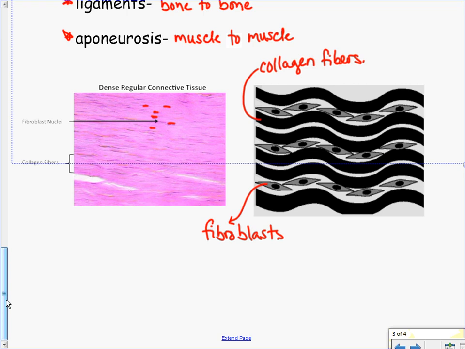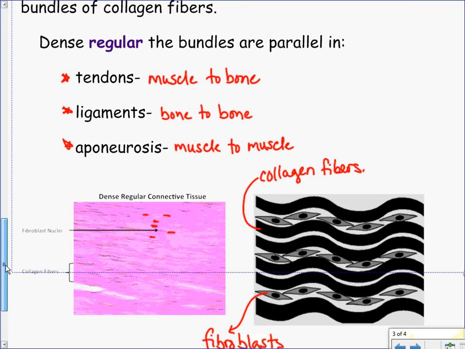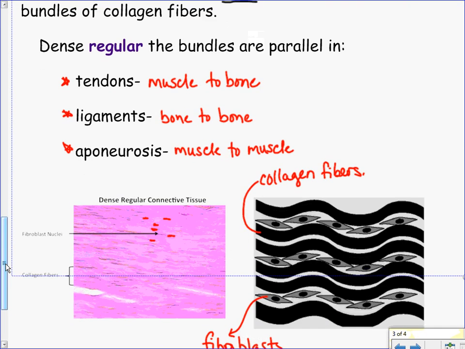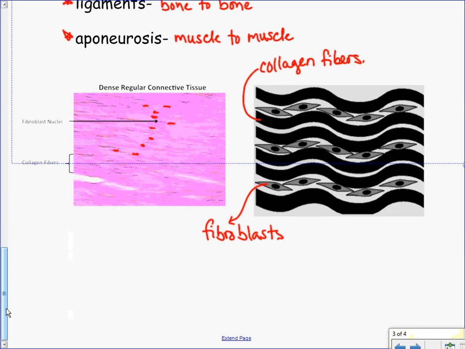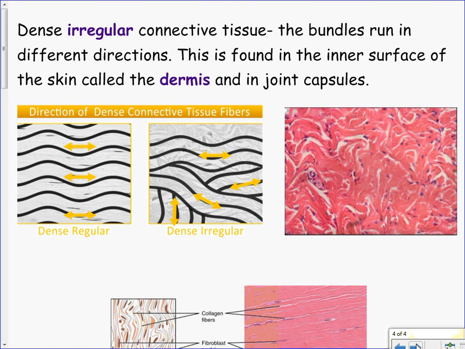So any of these are going to look like that. Your tendons, your ligaments, or your aponeurosis are all going to look like this, all flowing in the same direction. You can kind of see the nuclei from the fibroblasts scattered throughout, and it's very strong. Then you have your dense irregular.